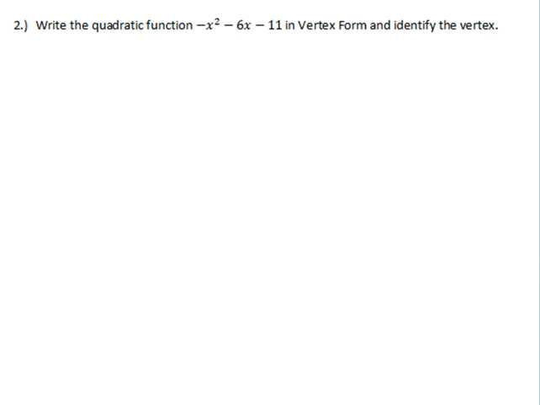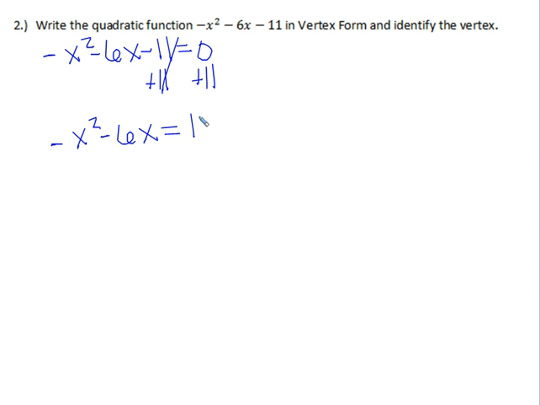All right, so let's try one more. Okay, we're going to convert another standard form into a vertex form, and we're going to identify the vertex. So let's set our equation equal to 0. And our first step is to move the constant term to the other side. All right, so negative x squared minus 6x, and we get positive 11.